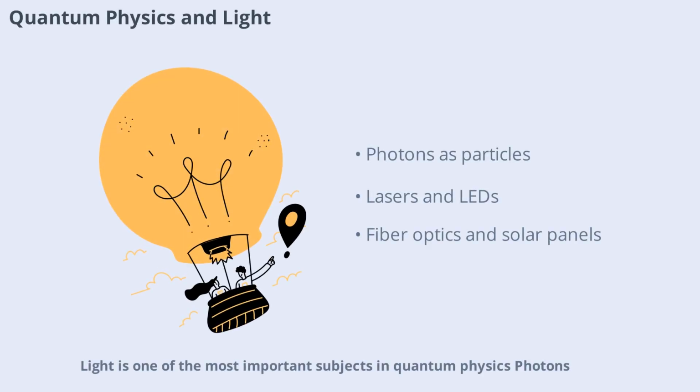Light is one of the most important subjects in quantum physics. Photons, the particles of light, exhibit both wave and particle properties. Quantum physics explains phenomena like lasers, LEDs, and even the colors we see. Understanding how light interacts with matter has led to countless technological advances, from fiber optics to solar panels.